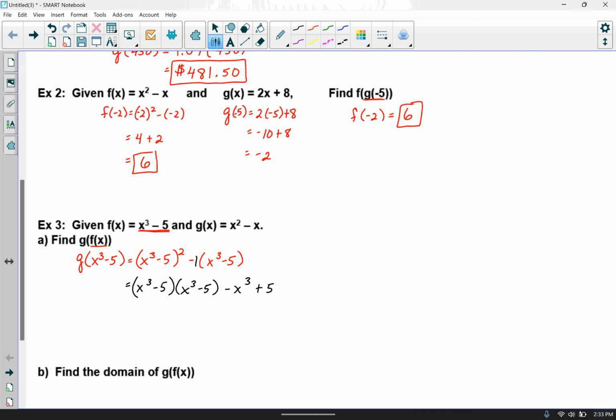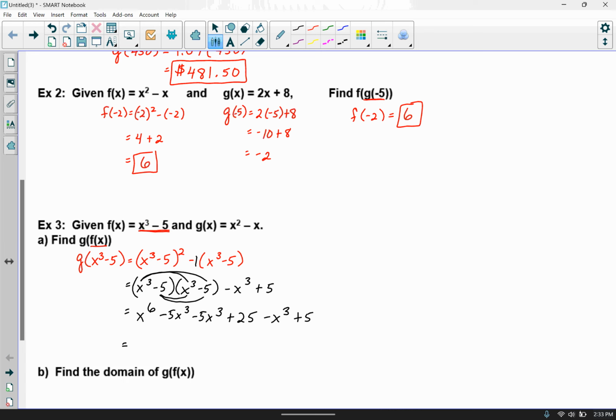All right, so now we got a FOIL up here at the front, so multiply first, x cubed times x cubed. When you multiply, add those exponents, so x to the 6th. Outside, x cubed times -5, minus 5x cubed. Inside, another one of those. Last, -5 times -5. Bring everything else down.